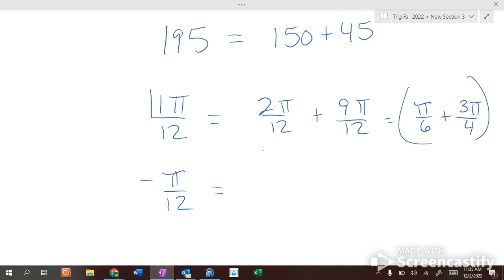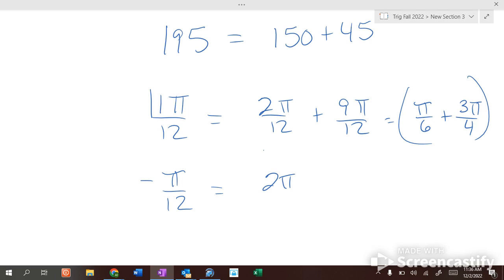Instead of adding, we're going to subtract. So we've got to find two numbers that subtract to be negative 1 over 12. Now, can I take 0 minus 1? No, because 1 pi over 12 is not on there. Is 2 pi over 12 on there? Yeah, 2 pi over 12 is on there. That's pi over 6. Is 3 pi over 12 on there? Yes, that's pi over 4. Is 4 pi over 12 on there? Yes, that's pi over 3. So we've got a bunch of options we can use.